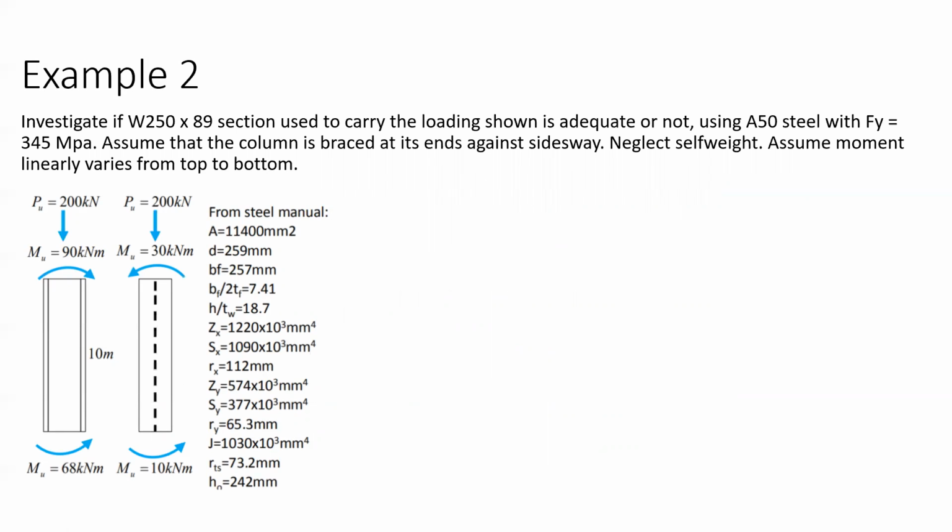So we have to investigate if the W250 by 89 section used to carry the loading shown is adequate or not. So using A50 steel, Fy is equal to 345 megapascal. Assume that the column is braced at its ends against sideways, neglect self-weight, assume moment linearly varies from top to bottom, at nabigay lahat ng formula natin. So, ayan ang needed natin from the steel manual.